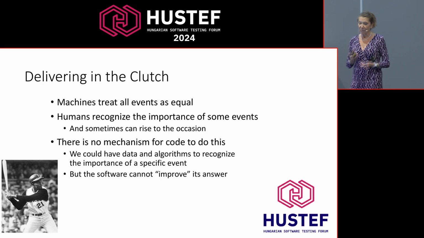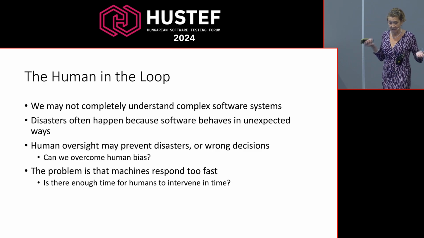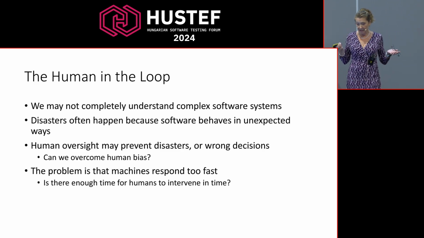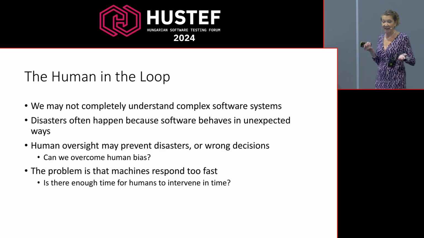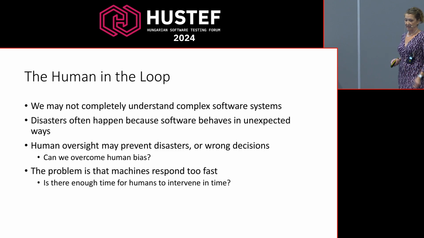And then the thing about software is that it can't improve on answers, so we may not completely understand the system. Sometimes disasters can happen because software behaves in an unexpected way, but human oversight has to prevent those wrong decisions. The problem is the machine's already made the decisions before we look at it. So that's where the speed comes in.